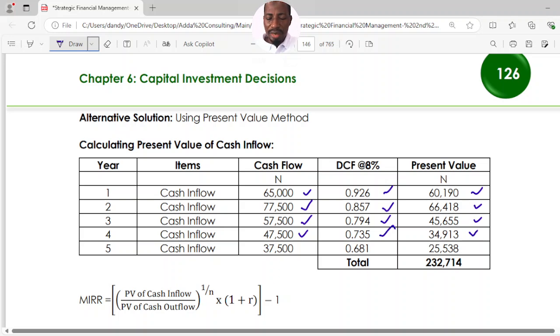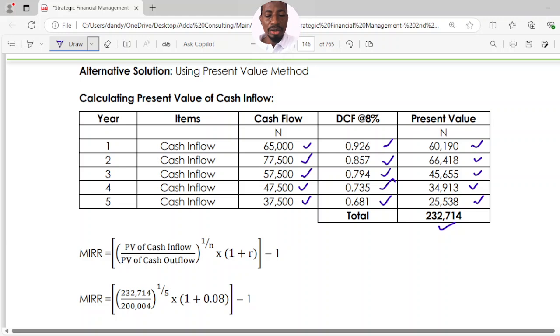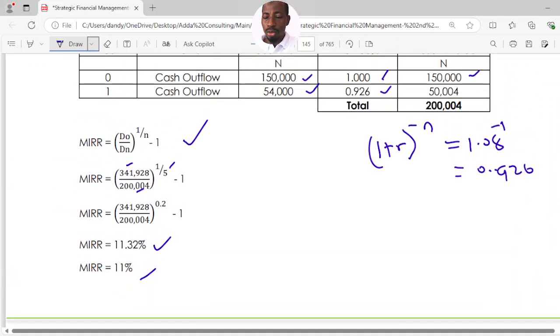Then finally, year 5, cash inflow is 37,500. Multiplied by discount factor at year 5. Discount factor of year 5 at 8% will give you 0.681. So 0.681 multiplied by 37,500, that will give you 25,538. When you add everything together, the total present value will then be equal to 232,714. So then step 2 says you should calculate the present value of cash outflow. We've already calculated present value of cash outflow to be 200,000. This is it here. So we've already calculated this.